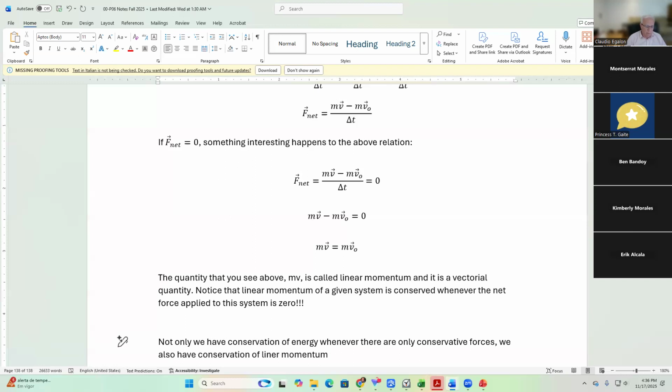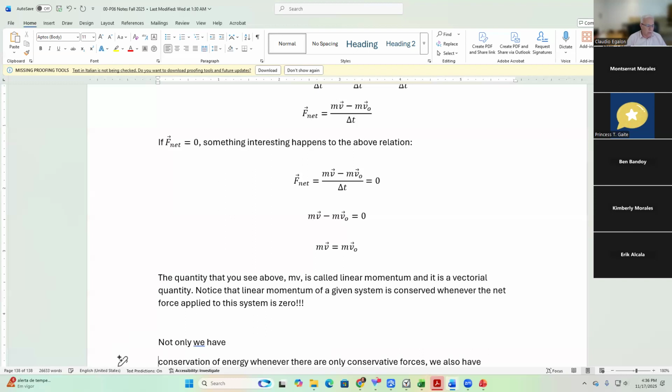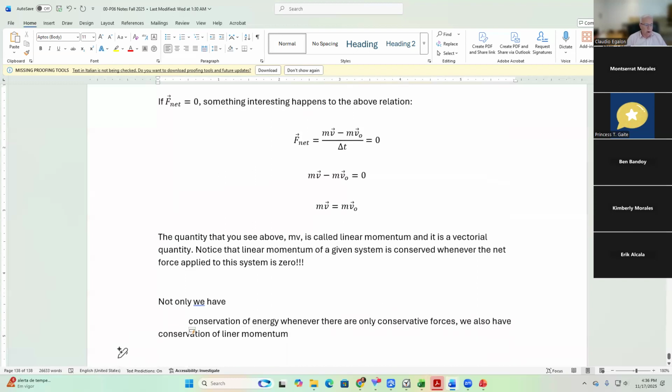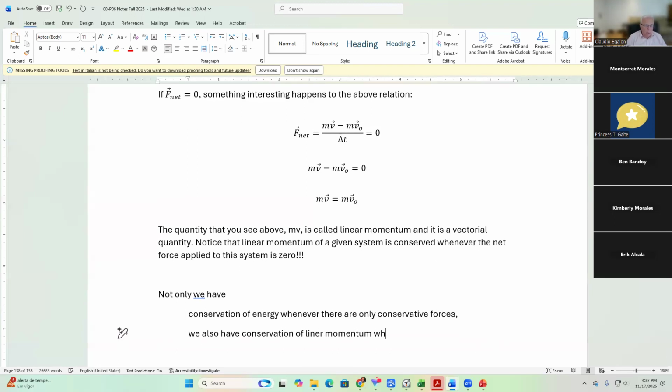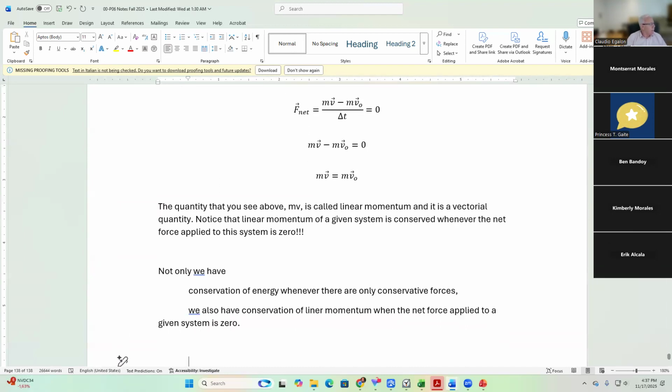Not only do we have conservation of energy whenever there are only conservative forces, we also have conservation of linear momentum when the net force applied to a given system is zero, okay?